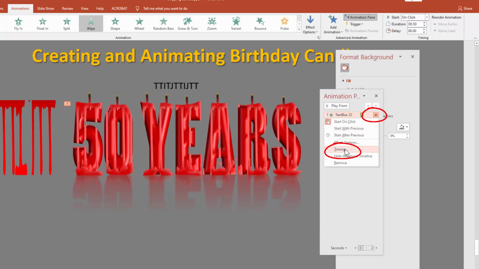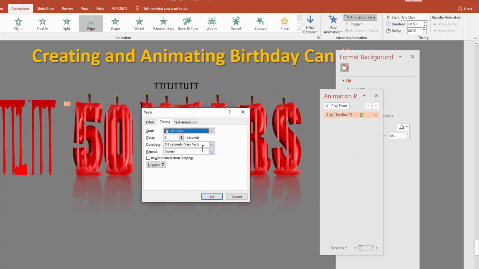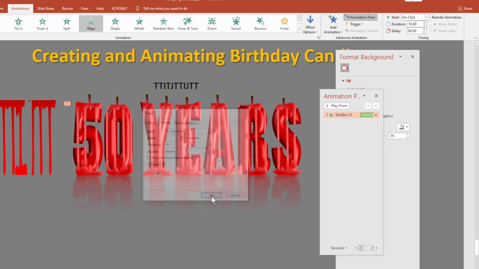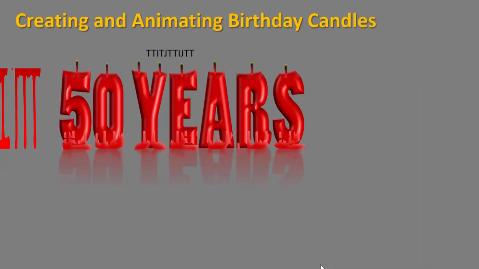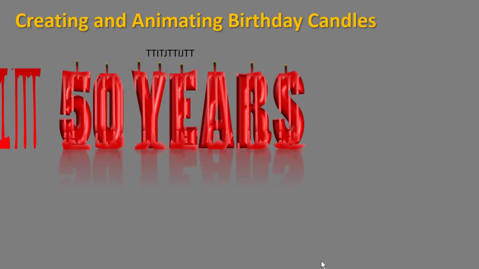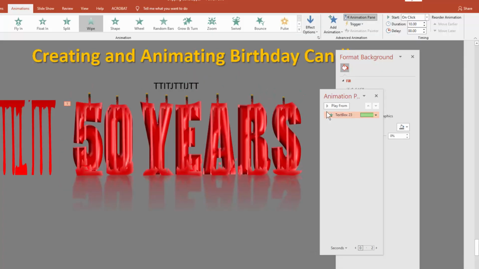So let's go here, let's go to timing. And let's try a 10-second one. Nice and slow drip. Let's say 10 seconds. We're going to say OK. Let's go back and let's run it. Now that looks pretty good. And of course you can make it as slow as you want. Now let's go back.